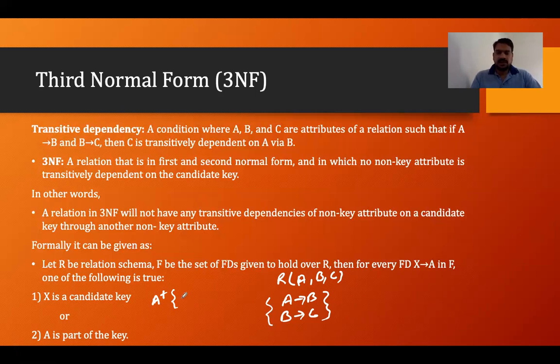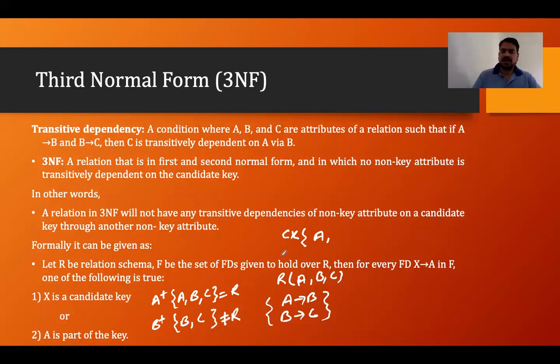Now what is A closure? A is determining B, B is determining C. So I got all the attributes, which is equal to R. Can I say that in the candidate key list, A is one candidate? Yes. Let's go for B closure. B closure is B. B is determining C. Can we go further and find out A? No, it is not equal to R. It means that B is not a candidate key.